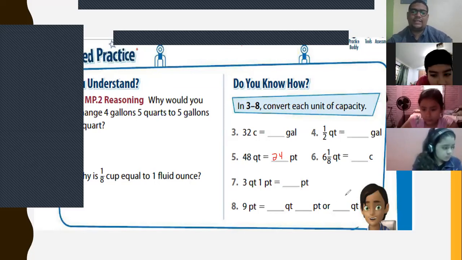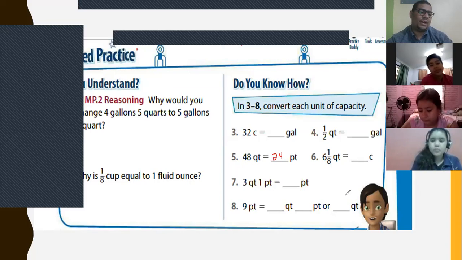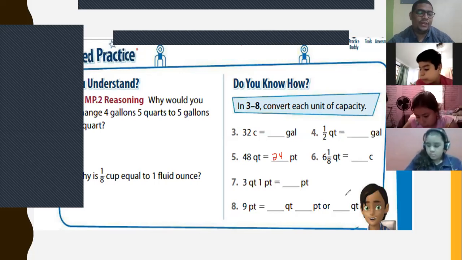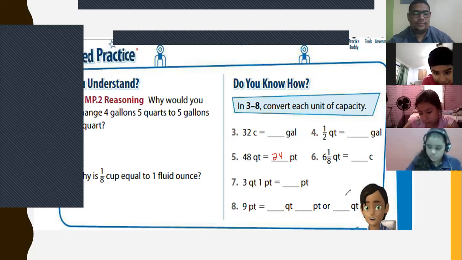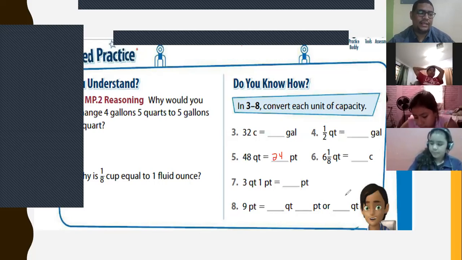Try to solve number 6. How many cups do we have in a quart, guys? How many cups do we have in 1 quart? 4. Right? So what do we have to do? Do we multiply or divide? If we are converting, multiply. You have to multiply, right? Because the quart is bigger than the cups. So you have to multiply.